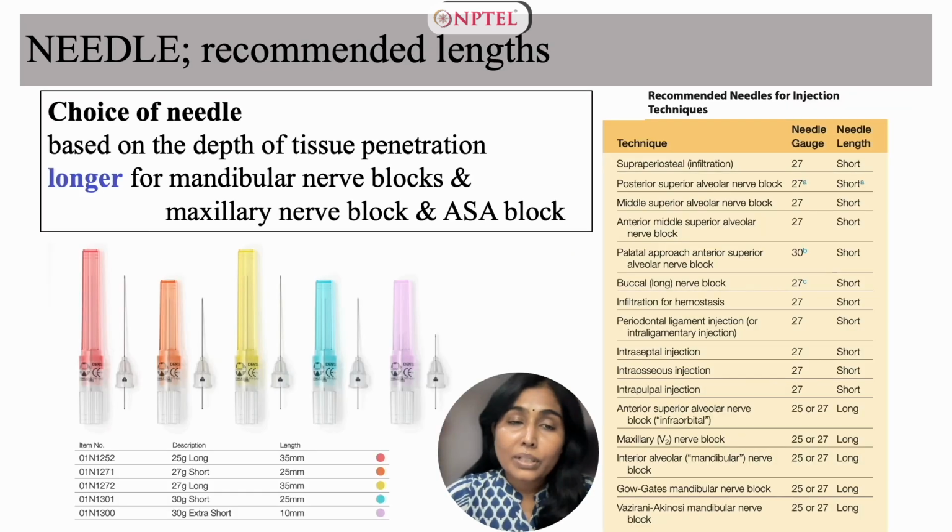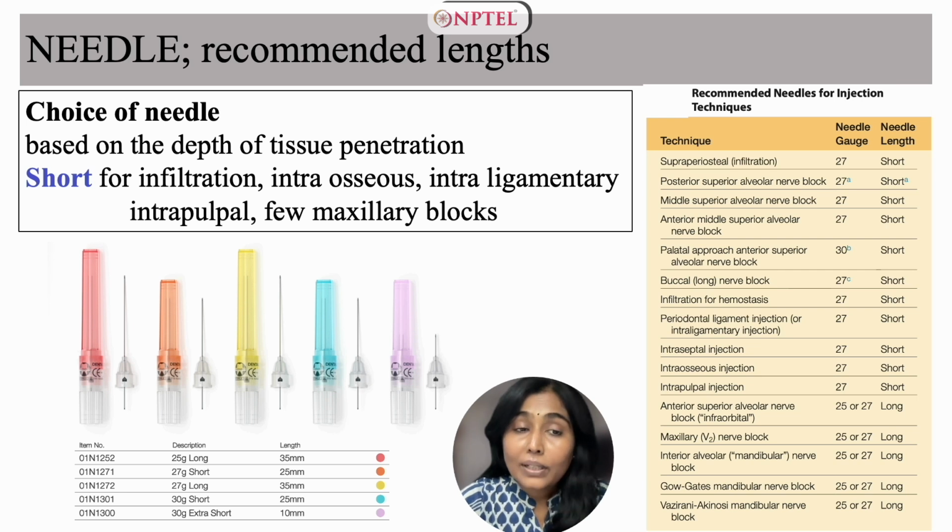Now, to a very important question of clinical importance. How do we choose the length of the needle for dental anesthesia? So here it is. The choice of the needle is based on the depth of tissue penetration that you require. So logically, you need to choose longer needles for mandibular nerve blocks, maxillary nerve block, including the anterior superior alveolar nerve block. While short needles are used for infiltration, intraosseous injections, intraligamentary, intrapulpal, and a few maxillary nerve blocks.